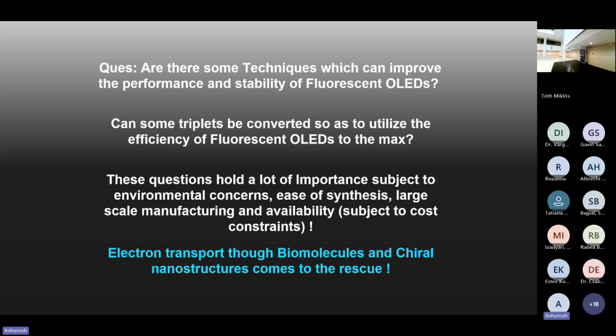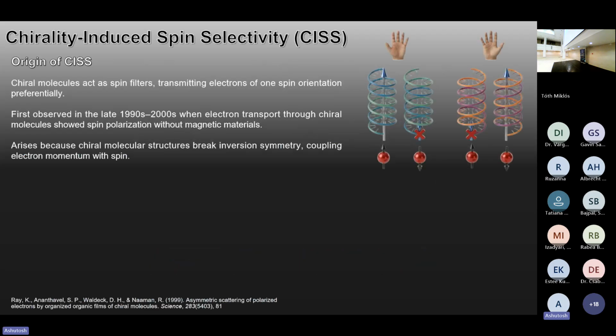So here, electron transport through biomolecules and chiral nanostructures comes to our rescue. Recently, a very much explored phenomenon is chirality-induced spin selectivity in solid-state organic molecules, which had been introduced in the 1990s as well, where electron transport through biomolecules was reported to be spin selective. What spin selectivity means is that certain spin states are promoted in a certain direction, and the other spin states are promoted in the other direction depending on the chirality or the handedness of the molecule through which they are transmitting.